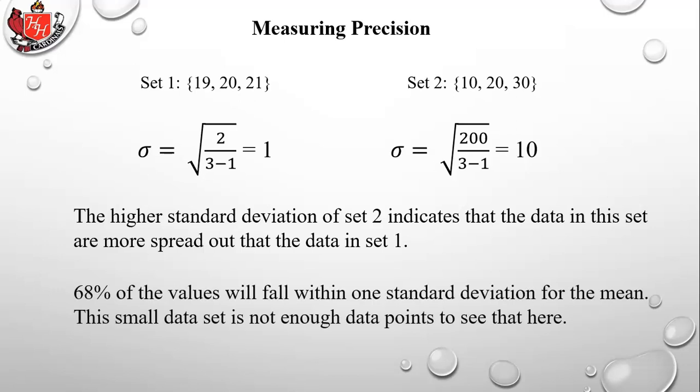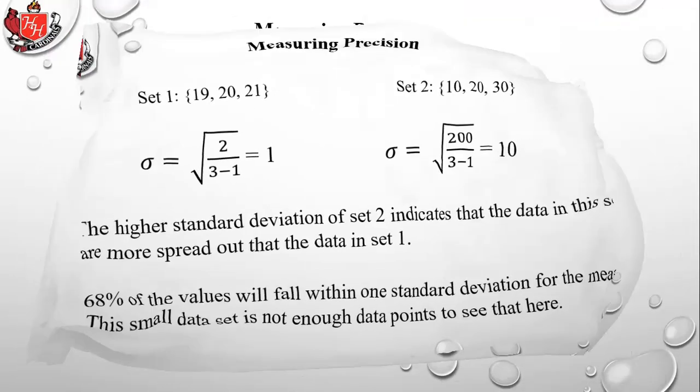So this is a fact of what's called a normal distribution or a bell curve. We'll show you one of those in a moment. So 68% of the values will fall within one standard deviation, either to the right or to the left of the mean. This data set is not enough data points to see that here, but we will see an example that will show that a little more clearly.